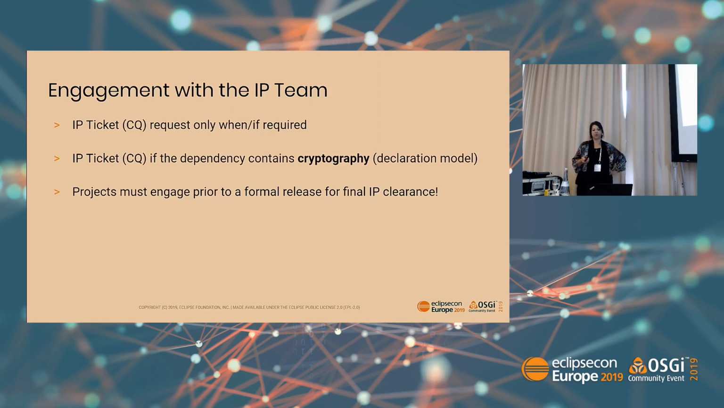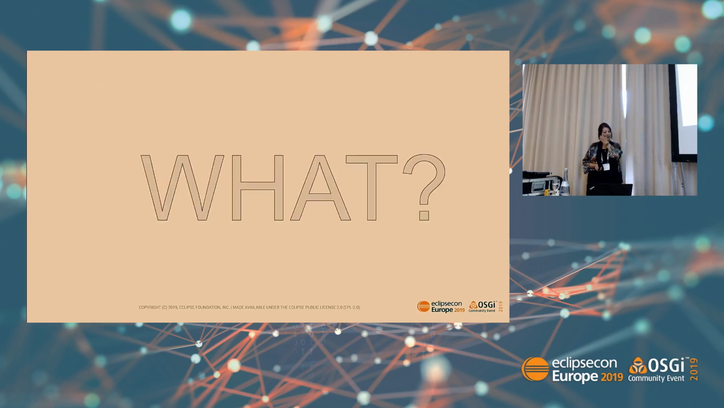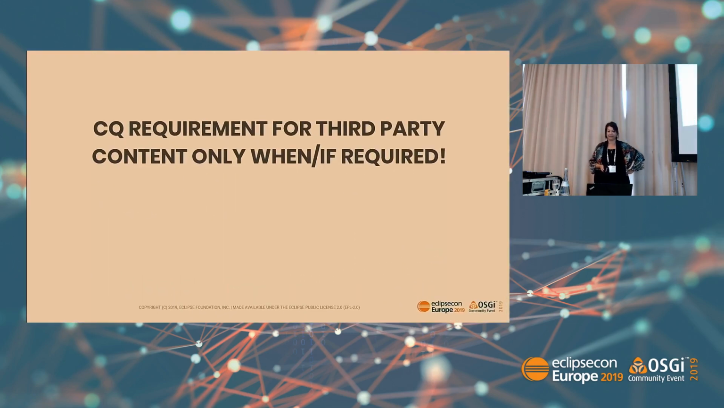Then, the project engages prior to a formal release for final IP clearance. We anticipate that this will be a very much here-you-go, everything's good to go, kind of stamp. So what does this really mean to us? Hopefully it's obvious: you will not be entering 400 CQs or 500 CQs anymore, or a Node.js CQ with 4,000 libraries attached to it, packaged up. It will be only if and when required.